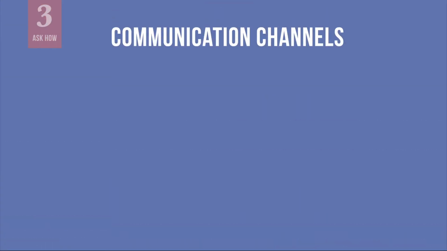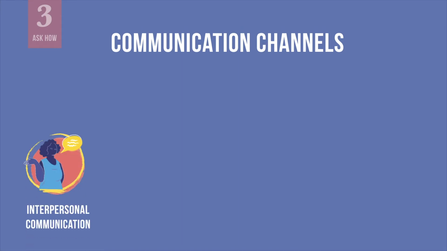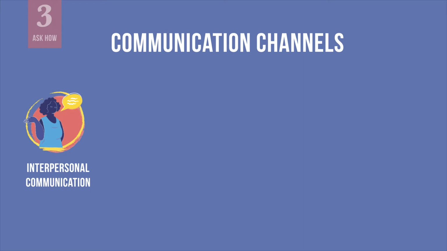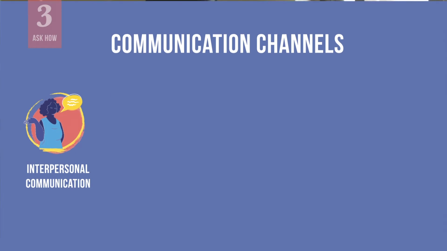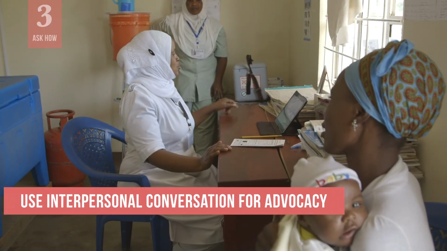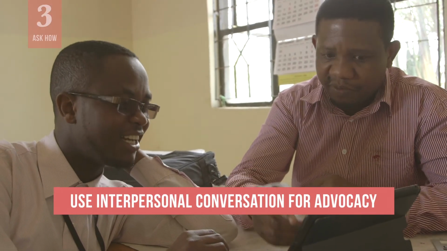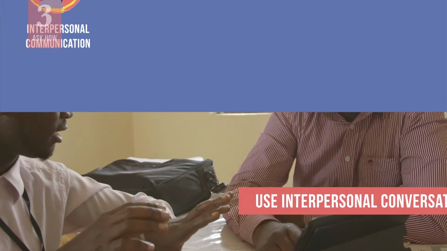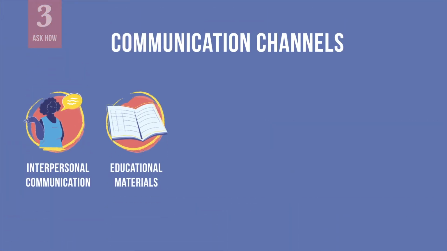Let us look at different communication channels and when they are most appropriate. One of the most effective methods to share immunization information is through direct interpersonal communication, or IPC, such as one-on-one counseling from health workers or community volunteers. These conversations are also an effective method for advocacy. Use educational materials to support these conversations with clear facts about immunization and vaccine-preventable diseases.